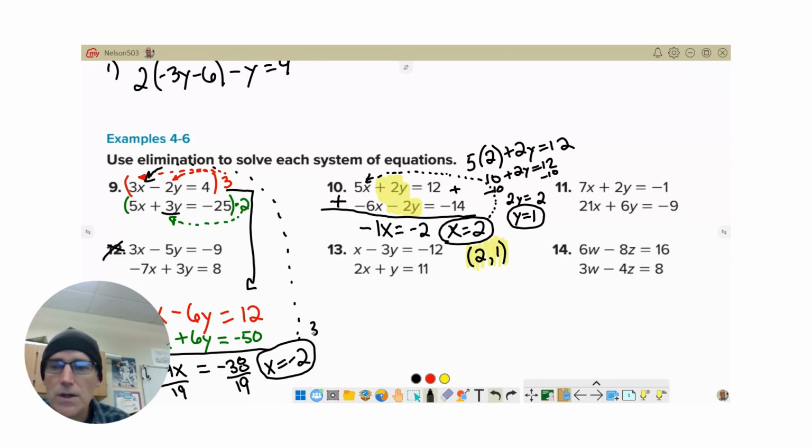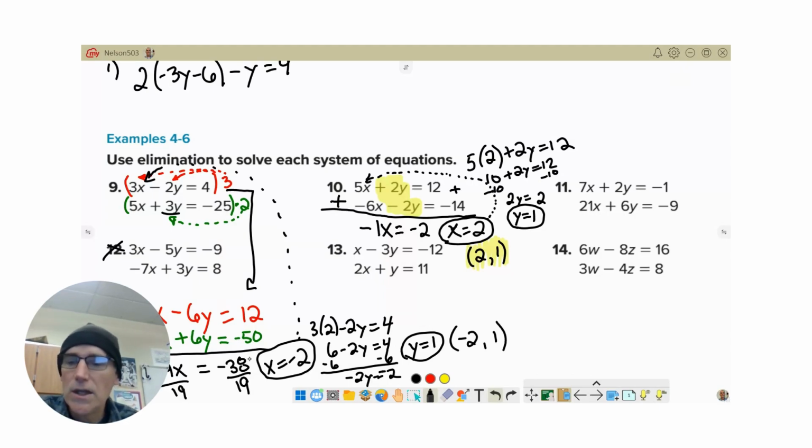So I get 3 times negative 2 minus 2y equals 4, right? So I get negative 6 minus 2y equals 4. I subtract 6 from both sides, right? And I end up with negative 2y equals negative 2. Oh, that's nice. And when I divide by negative 2, I get y equals 1. So my y is 1, my x is negative 2, so I write my final answer as an ordered pair, negative 2, comma 1. That's the elimination technique.